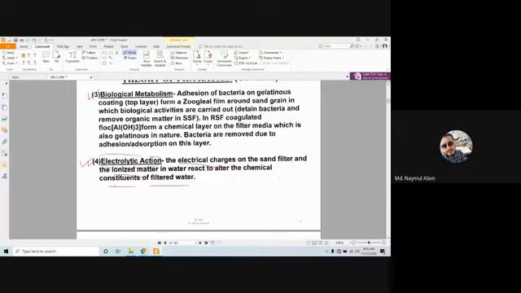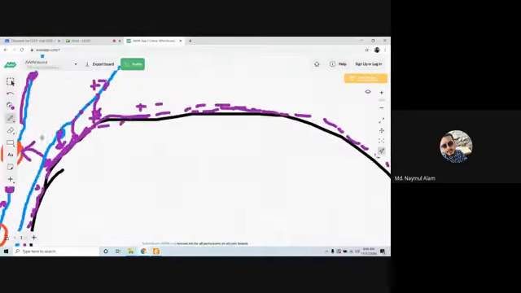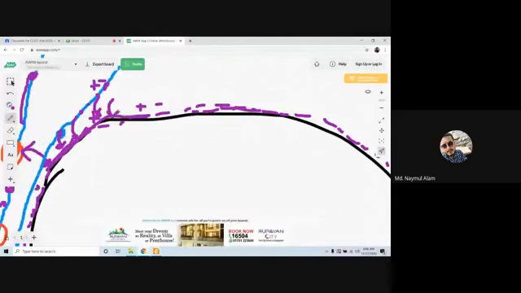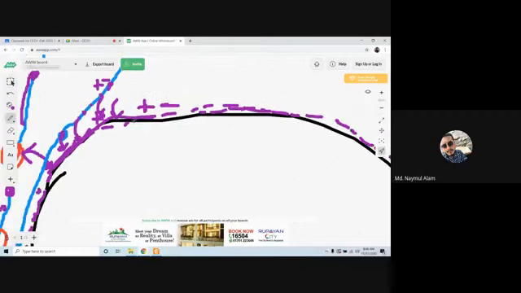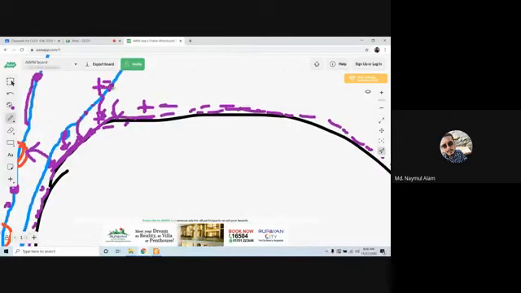So let's see what they're telling. They're telling electrical charges on the sand filter. That means sometimes you have ions adsorbed here, and therefore the surface of the filter media might be charged positively or negatively. And when you have a pollutant, positively or negatively charged, they are attracted here and are being removed. That's it. Okay, clear?